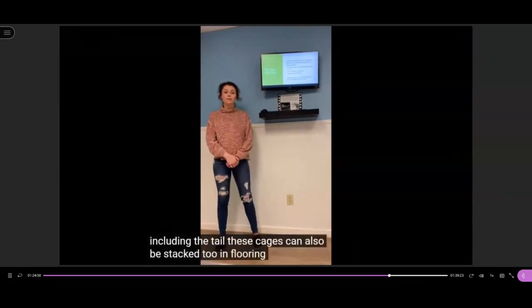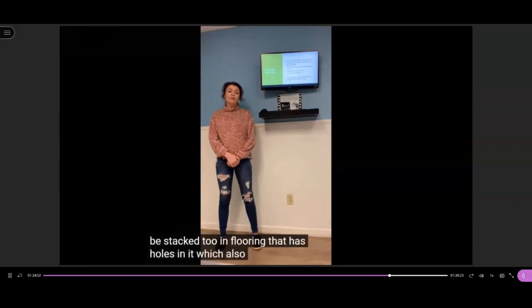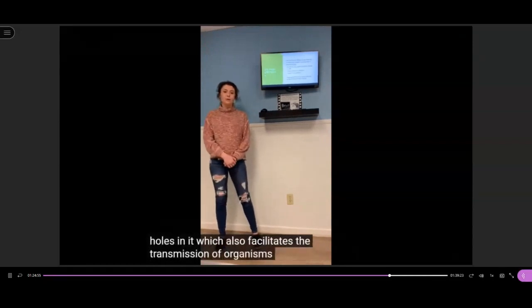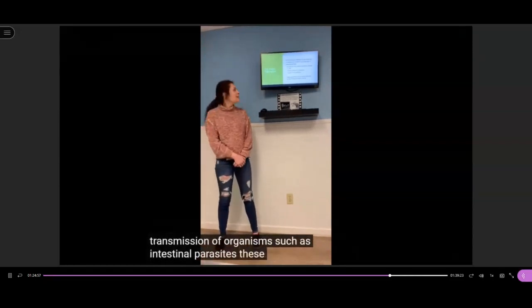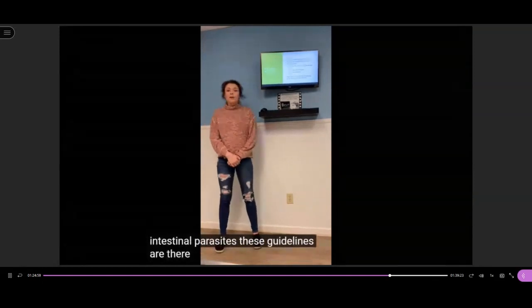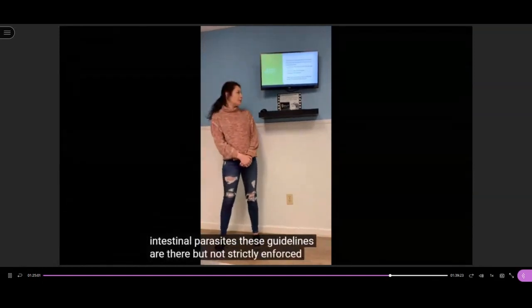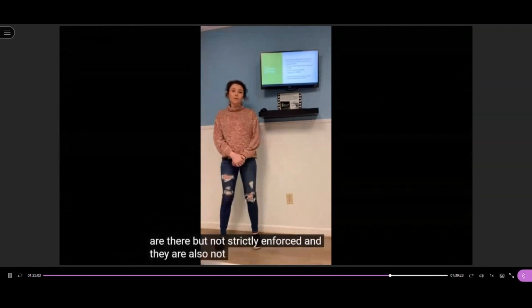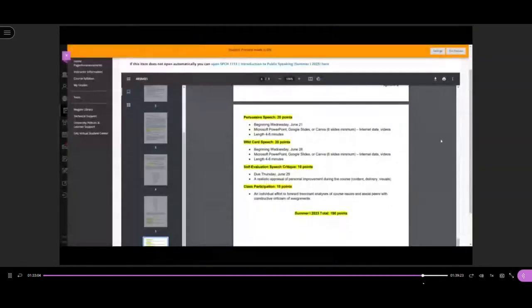These cages can also be stacked with flooring that has holes in it, which also facilitates the transmission of organisms such as intestinal parasites. These guidelines are there, but not strictly enforced, and they are also not.